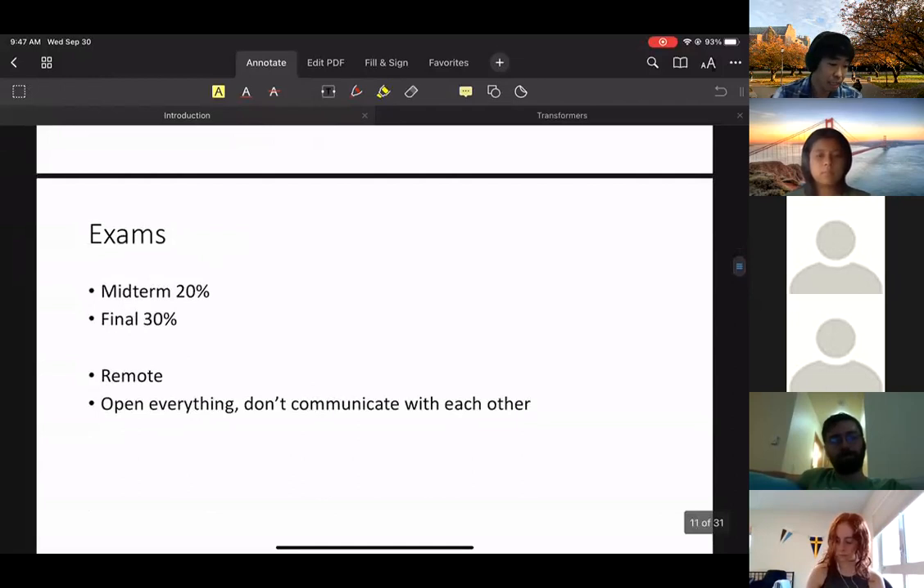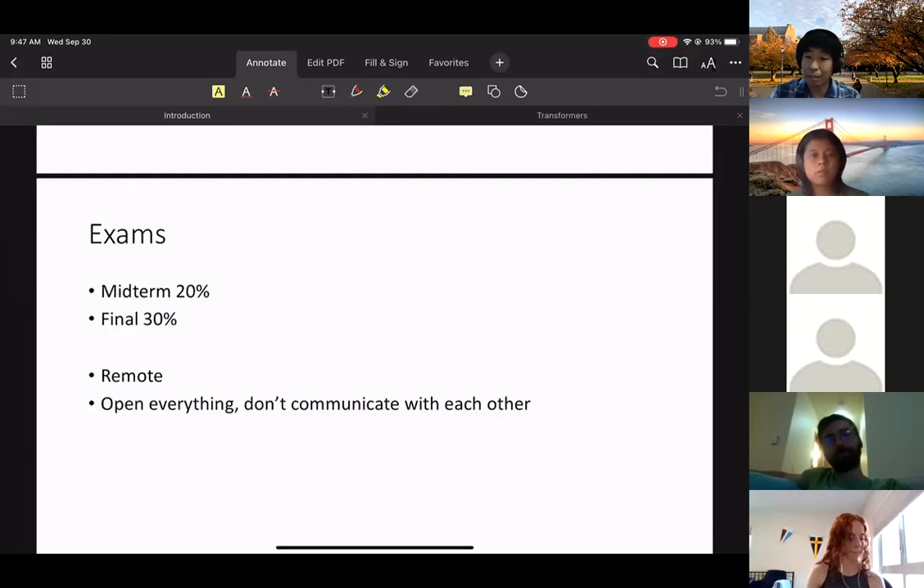So exams: we have a midterm, that's 20%. We'll have a final, that's 30%. Of course, it'll be remote. So remote means open everything. Whatever you want to use, you can use: slides, textbook, computer programs. You can Google stuff if you want. Whatever technology you have access to, you're welcome to use it.